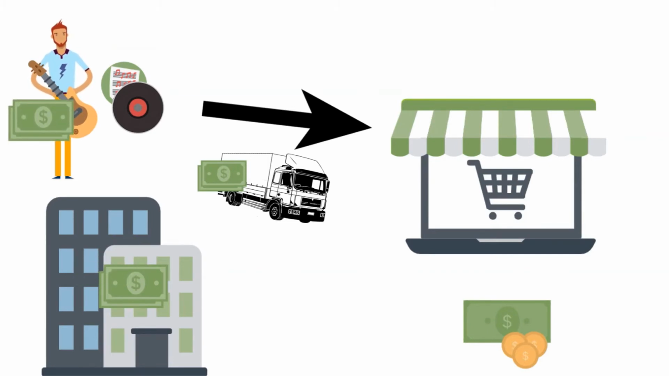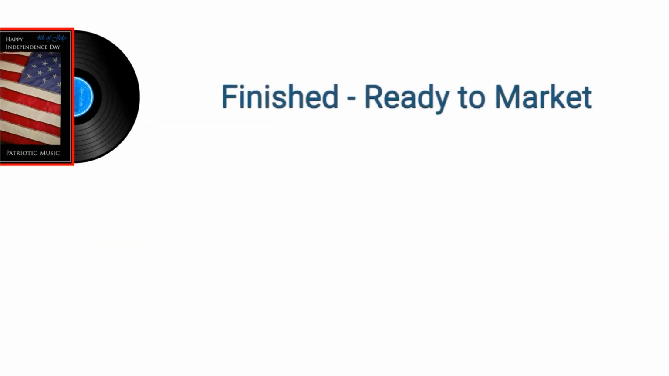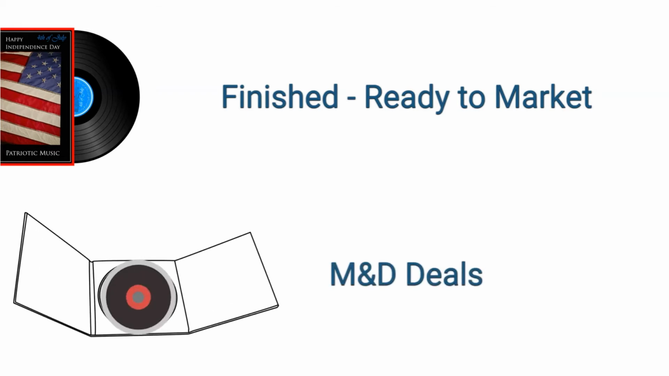Most distributors expect record labels to provide them with finished, ready-to-market products, but sometimes distributors offer manufacturing and distribution, or M&D, deals. With this setup, the distributor pays the manufacturing costs of an album up front and keeps all the income from album sales until that initial investment is paid off.